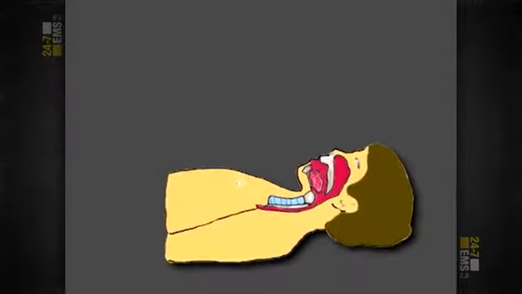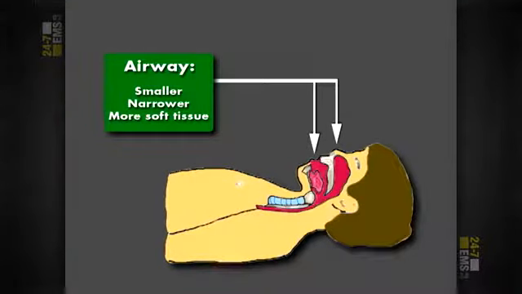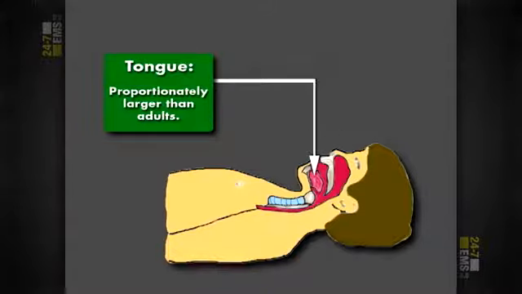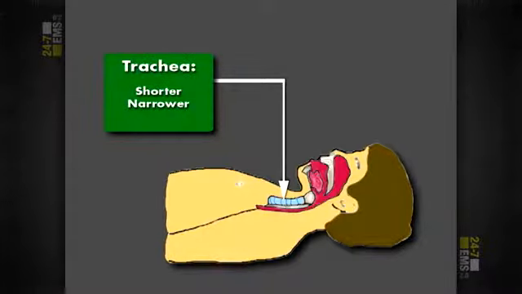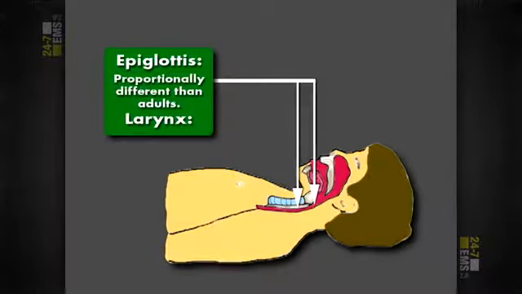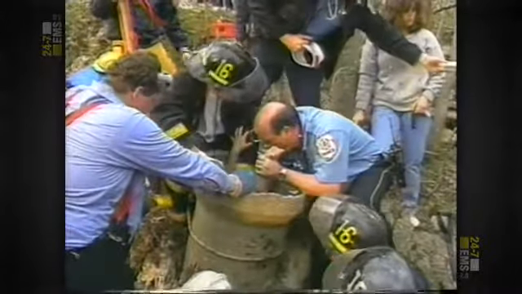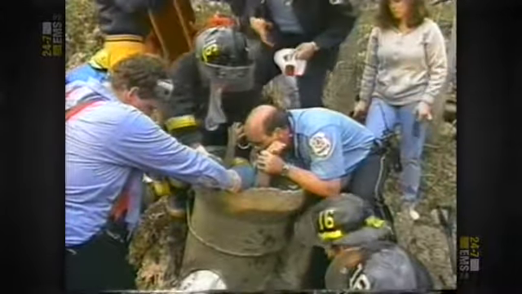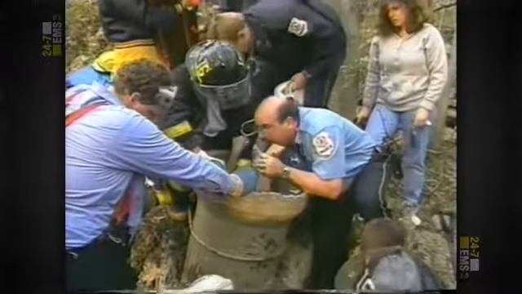Children's airways are smaller and narrower than adults. They have larger proportions of soft tissue in the airways. Children have a proportionately larger tongue compared with the size of their mouth than the adult. The trachea is shorter and narrower. There are proportional differences in the epiglottis and larynx. All of these factors make them more susceptible to a variety of obstructions, and each age group presents its own treatment challenges.